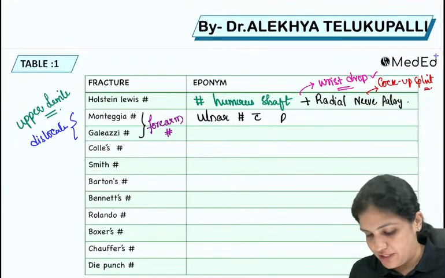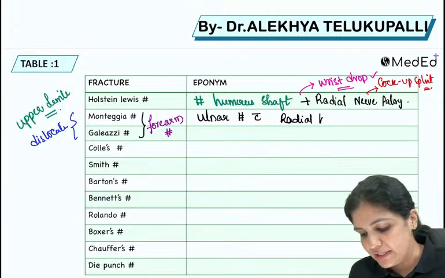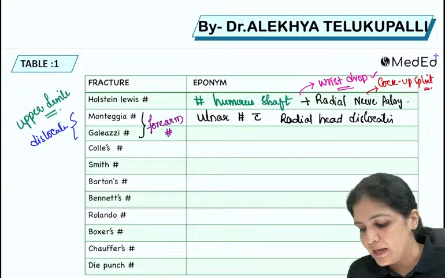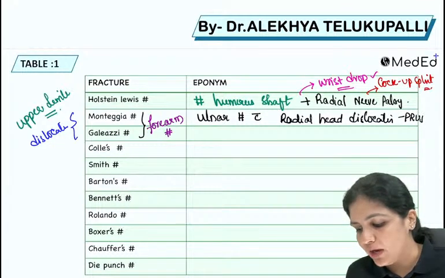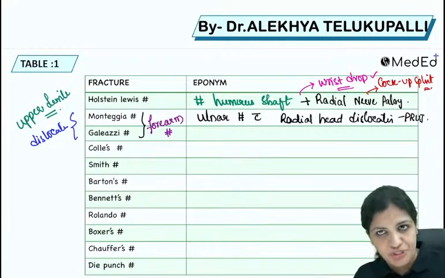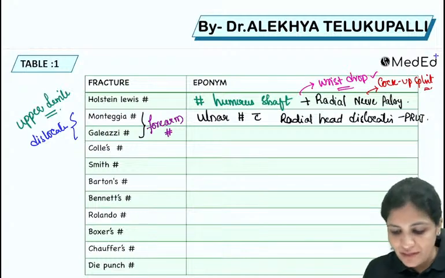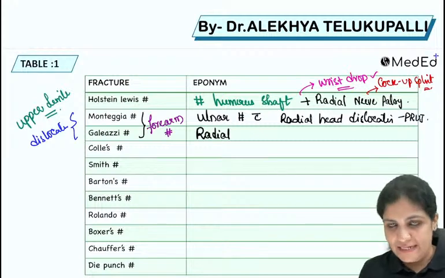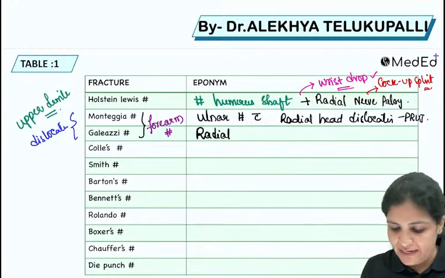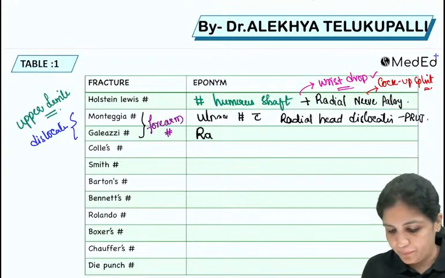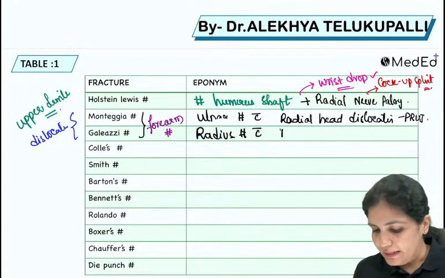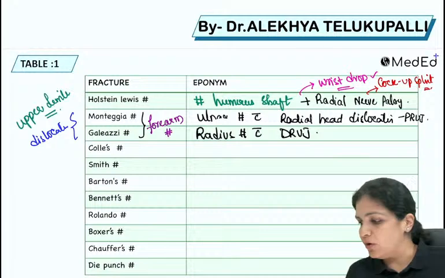radial head dislocation. That radial head dislocation is nothing but which disrupts your proximal radio-ulnar joint, that is PRUJ, right? So that is Monteggia. Then what is Galeazzi? Galeazzi is exactly opposite to it. Galeazzi is nothing but your radius fracture. It is the radius fracture with DRUJ, that is distal radio-ulnar joint.